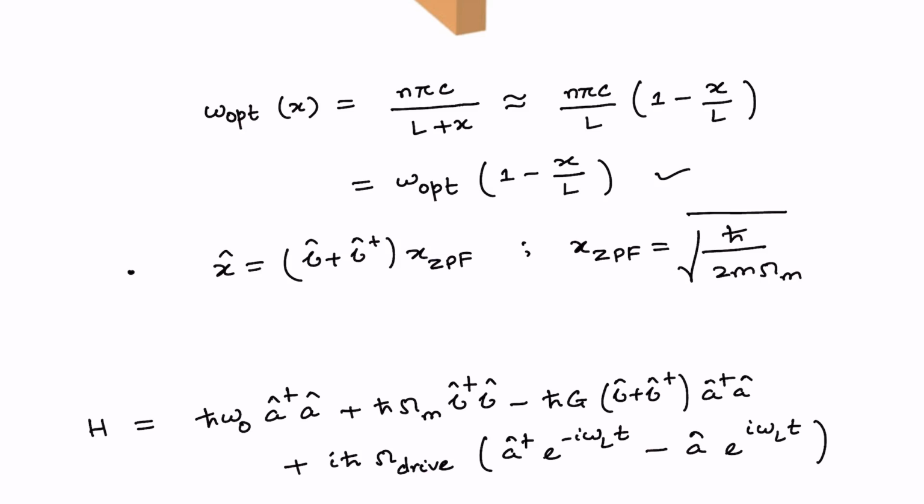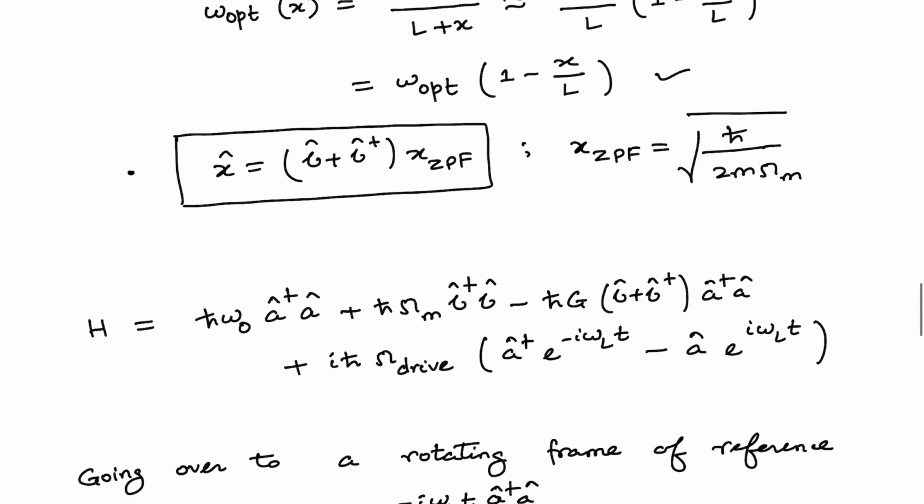And if the displacement is small, and you model the mirror as attached to a spring, then it behaves like a harmonic oscillator, and this position operator you can write in this particular form, where x zpf is the displacement due to the zero-point fluctuation, and it is the square root of h bar divided by twice m capital omega m, where m is the mass of the mirror, capital omega m is the resonance frequency of the harmonic oscillator, and b and b dagger are the annihilation and creation operators of the harmonic oscillator respectively.